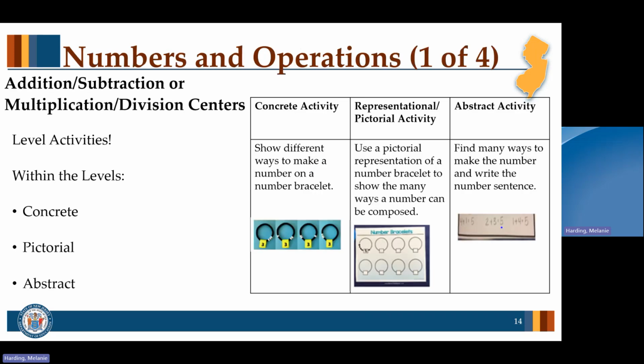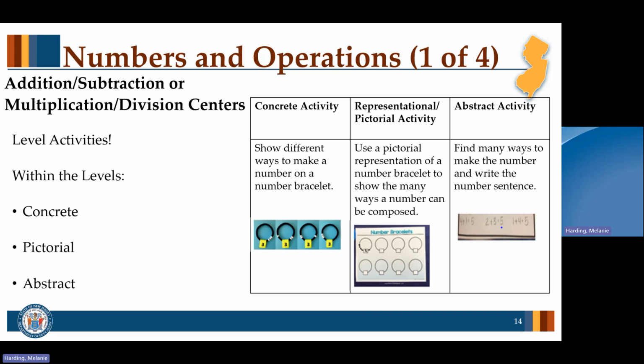All right, I'm going to start talking about some types of centers. So this is in the numbers and operations center. Between addition, subtraction, multiplication, division, there's a lot of games that you could play that could go with any of these operations, but always thinking about the concrete, pictorial, and abstract within those centers, make sure that you do have that in place.